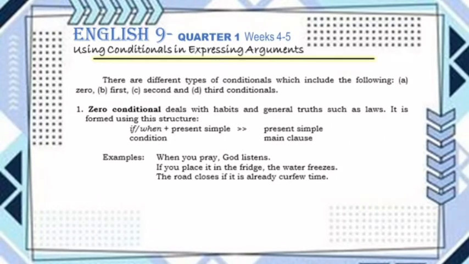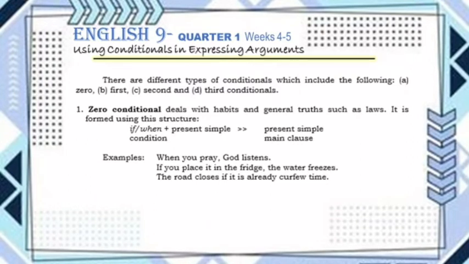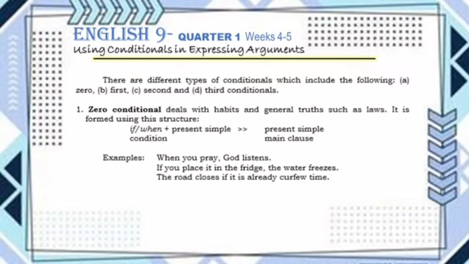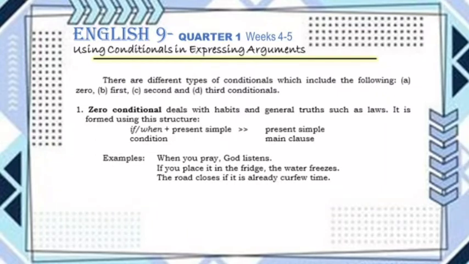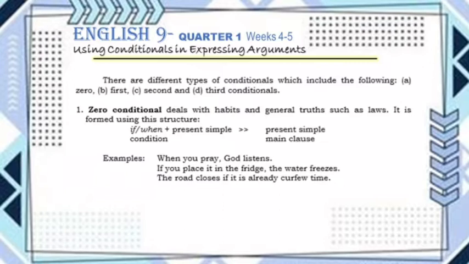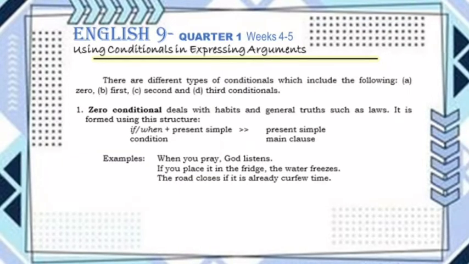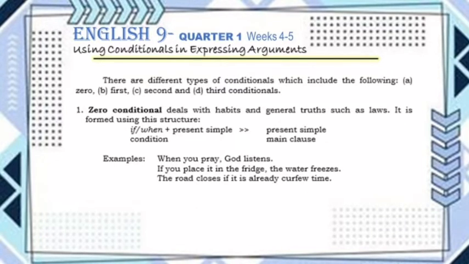First, zero conditional. Zero conditional deals with habits and general truths such as laws. It is formed using this structure: if, when, plus present simple condition, present simple main clause. Examples: When you pray, God listens. If you place it in the fridge, the water freezes. The road closes if it is already curfew time.